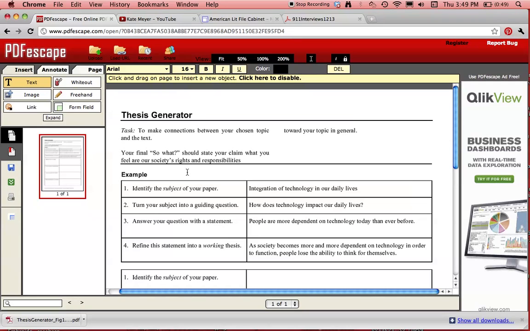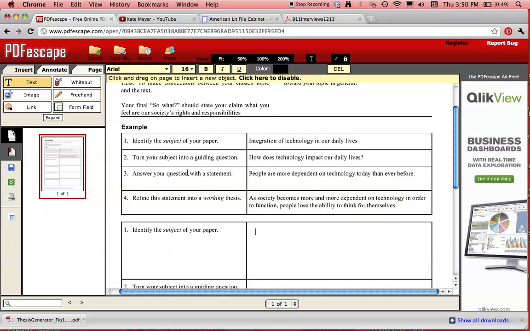It says that the task of this is to make connections between your chosen topic and the text, and your final "so what" should state your claim, what you feel are our society's rights and responsibilities toward your topic in general. So we're working to a really big, broad statement at the end that answers the question, so what? Because remember, that's the question I'm always going to be asking you over and over and over.